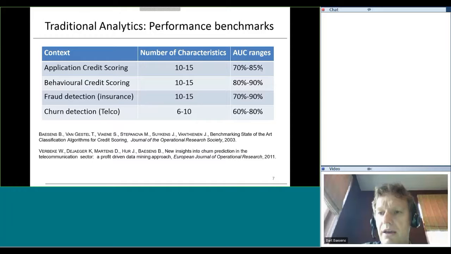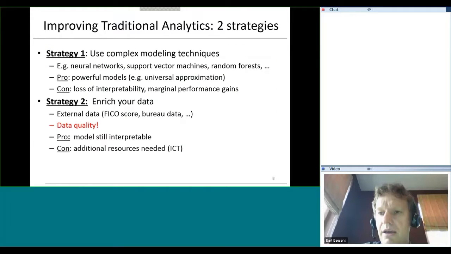But the key message to remember from this slide is that application and behavioral credit scoring models, which are 2 models for PD modeling, usually perform quite well. However, you have to be aware that even despite the fact that those models perform quite well, we are always looking to further perfect them. We're always looking to further boost the performance because even a small boost in model performance can imply significant gains in terms of profit or reduced cost.